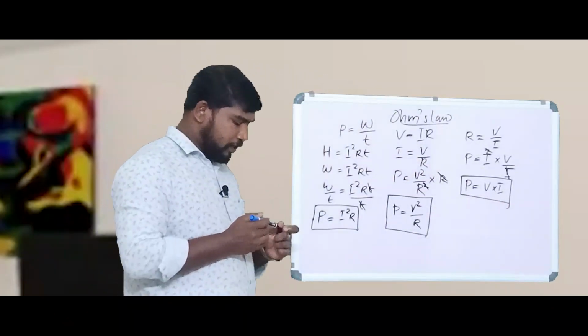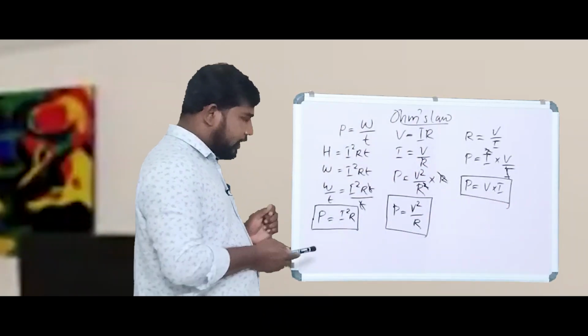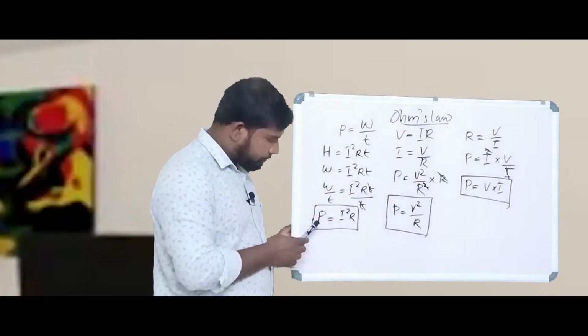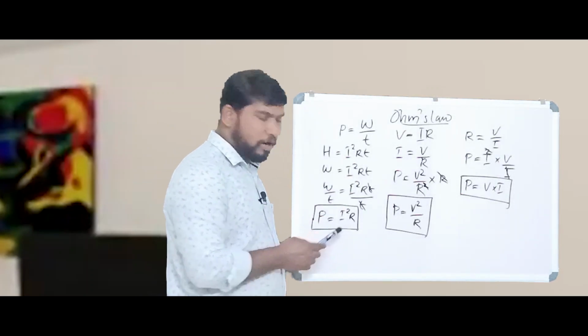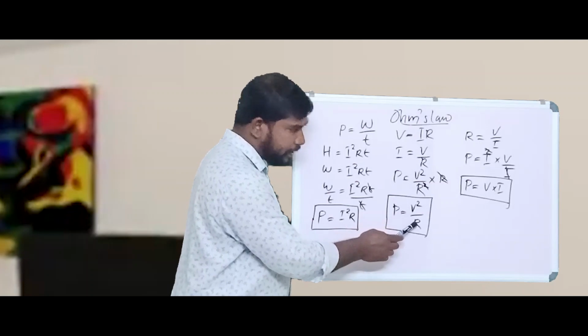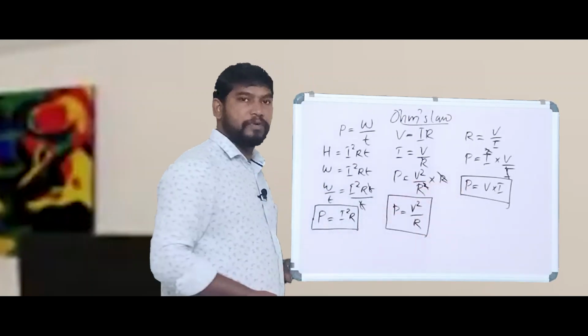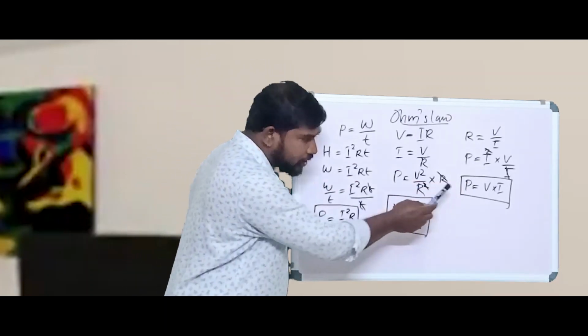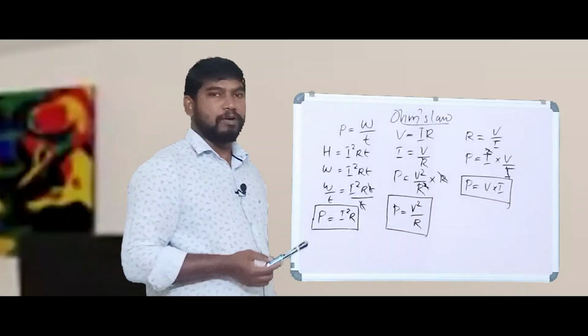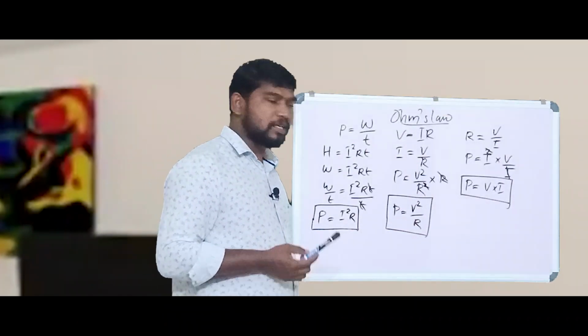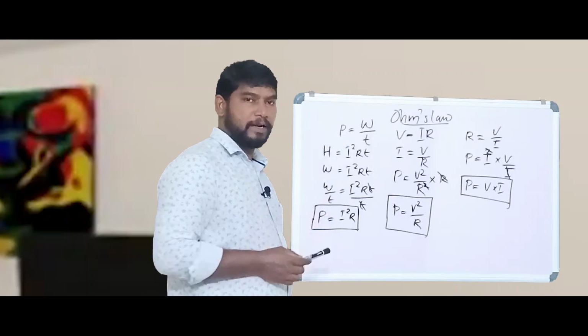So here we studied the three equations. P is equal to I square into R, P is equal to V square by R, and power P is equal to V into I. This third equation is very important because normally we use this third equation for power.